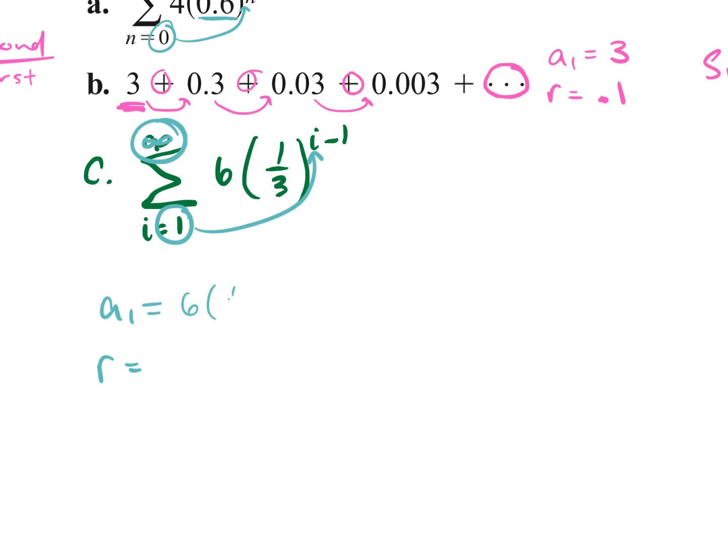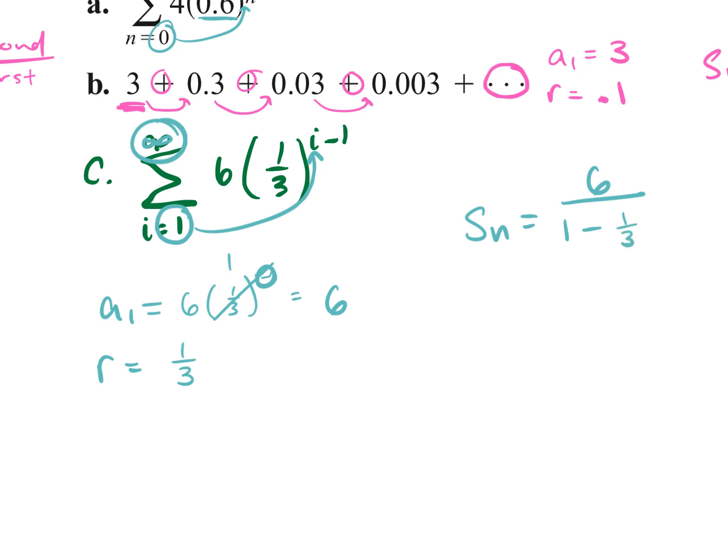So we have 6 times 1/3 to the power of 1 minus 1. 1 minus 1 would be 0. What's 1/3 to the power of 0? 1. And 6 times 1 is 6. So our first term would be 6. What is R? 1/3. Perfect. So let's plug this into our formula. Our sum is equal to a sub 1, so 6 over 1 minus 1/3.